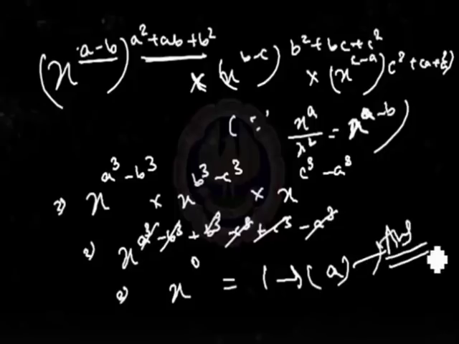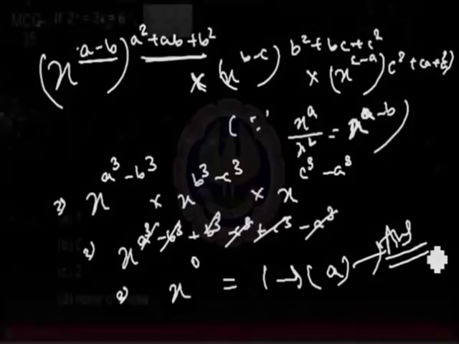Initially I took a lot of pain to tell you all that a square plus ab plus b square can be written as a cube minus b cube by a minus b. That was because we were going through a concept formula. But when it comes to the exam hall, you can just mentally solve it as a cube: a minus b into this would give me a cube minus b cube, and then just add. Okay. Let's move on to the next question.